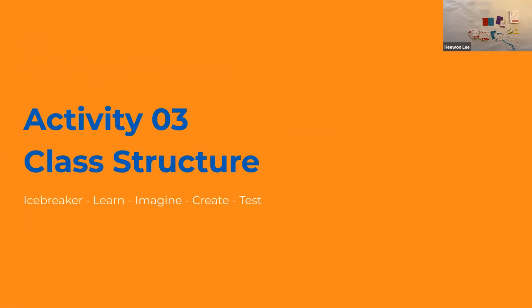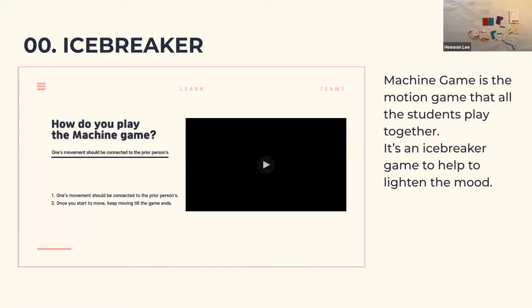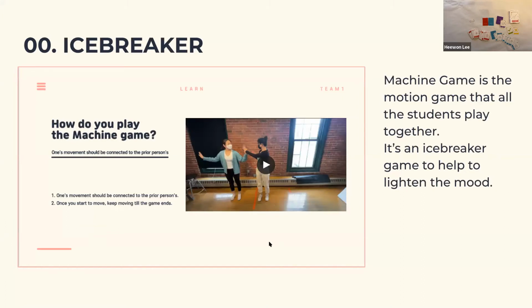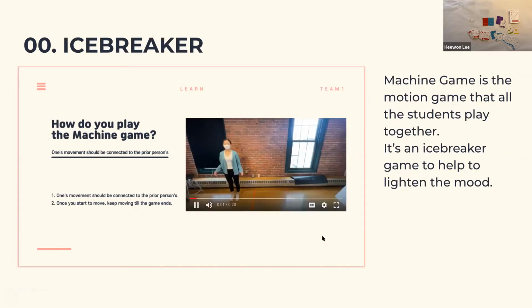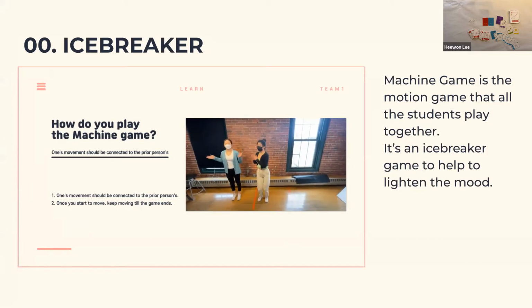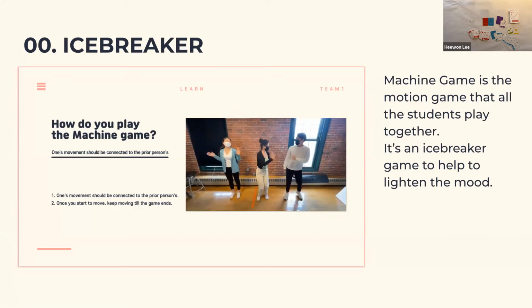And for class structure, it's composed of 5 phases. It starts with a small icebreaker game, which is the machine game. It's a motion game that all of the students play together, and it's also for lightening the mood. As you can see in the video, once one person starts with a certain movement, the next person should do another motion that's connected to the prior movement.